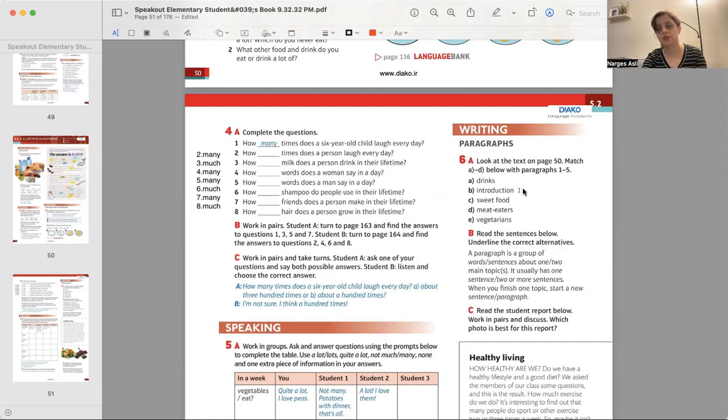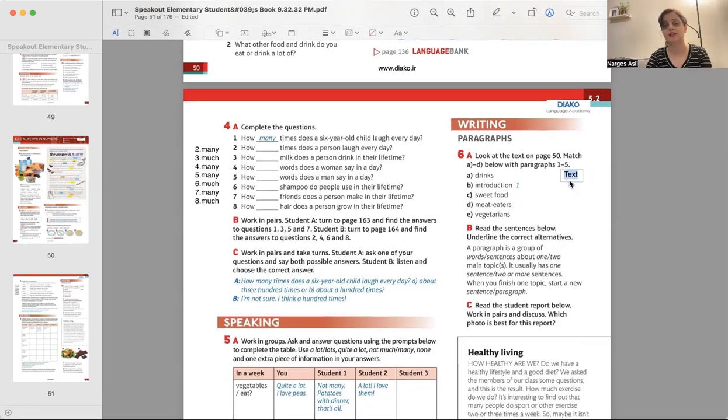Drinks, introduction, sweet food, meat eaters and vegetarian. خب برگرد به ریدینگ صفحه قبل. اینو با پاراگراف ها تطبیق بده. 5 تا پاراگراف داشتیم که میگه بگو تو هر پاراگراف کدومو گفته. خب اولش اینتروداکشن بوده که هر کسی چقدر میخوره. ریدینگ صفحه قبل رو داره میگه.